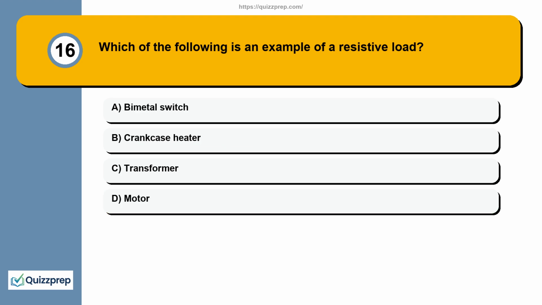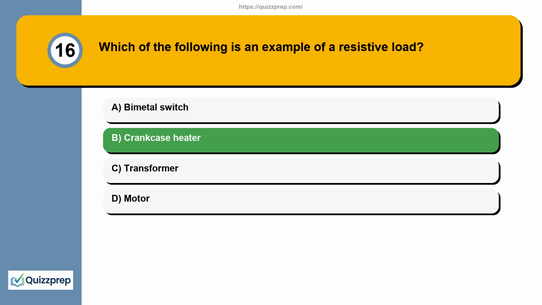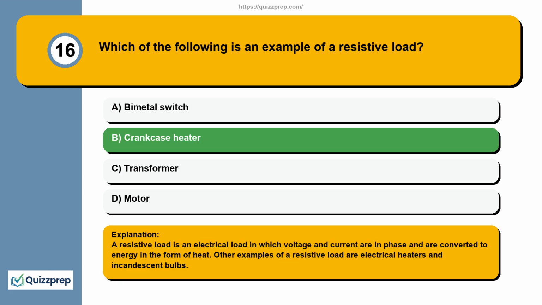Question 16. Which of the following is an example of a resistive load? Bimetal switch, crankcase heater, transformer, motor. A resistive load is an electrical load in which voltage and current are in phase and are converted to energy in the form of heat. Other examples of a resistive load are electrical heaters and incandescent bulbs.